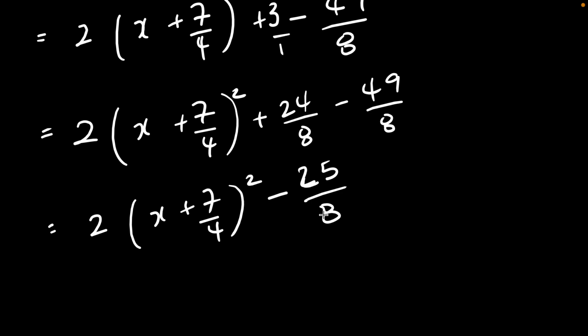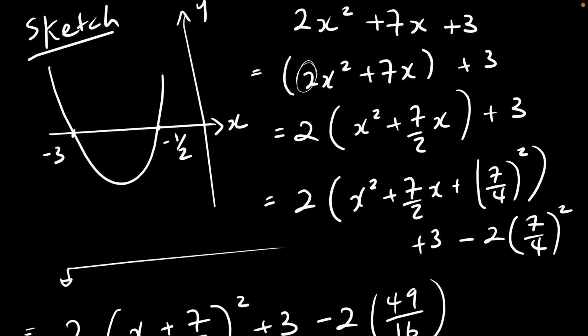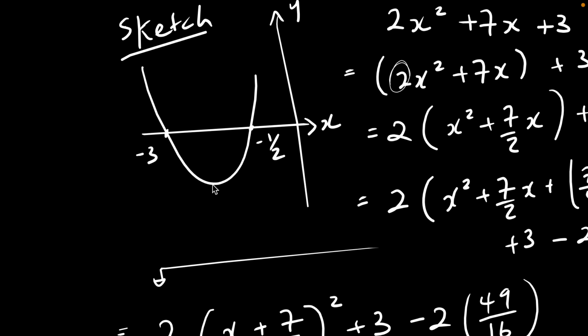All right, that's a lot. What does that mean for our turning point? Our turning point is going to occur where what is in the bracket is 0. So where x is equal to negative 7 over 4. And that means that y is simply negative 25 over 8. And so negative 7 over 4, negative 25 over 8. This point here is negative 7 over 4, negative 25 over 8. And there was a y-intercept. If we were to draw this all the way up, it would cut the y-axis at 3.